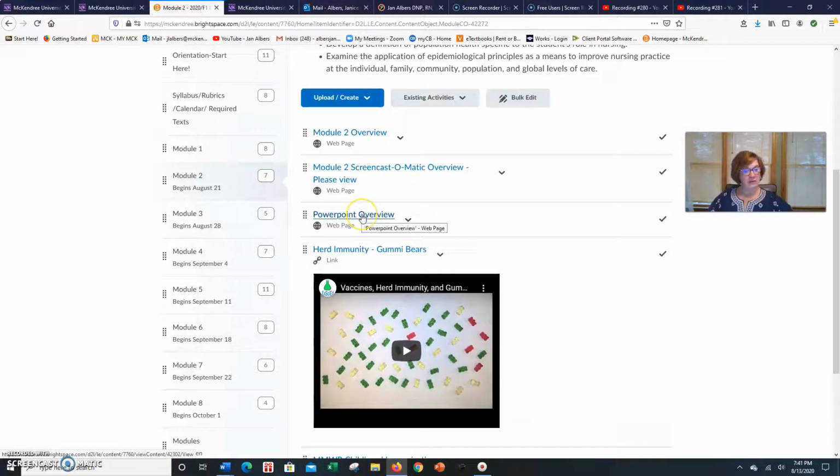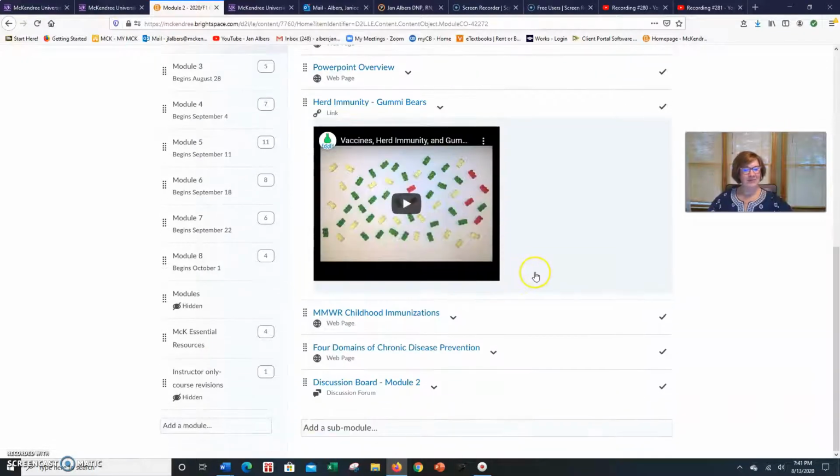So we have the PowerPoint overview of the chapter here. There's some helpful information as far as herd immunity included here, and this is a really great way to demonstrate herd immunity in a very simple visual. Sometimes when we read about herd immunity, it is a little complex, but this visual just gives you a very clear picture of herd immunity.